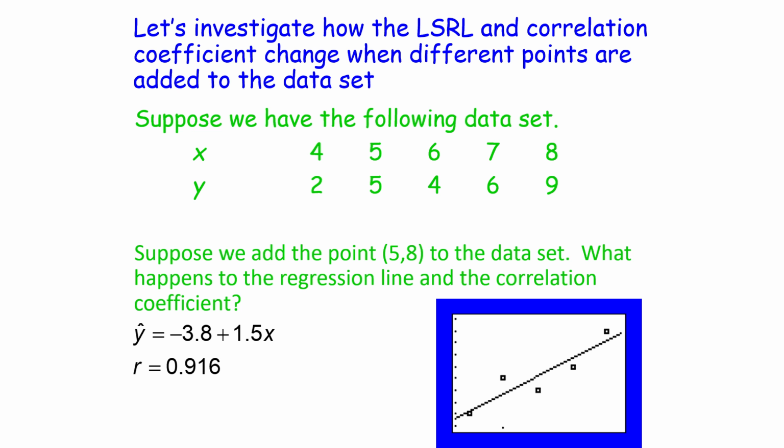So suppose we added the point 0.5, 8 to the data set. What do you think is going to happen to the regression line and to the correlation coefficient if we do that? So go into your list, add the point, and then recalculate your LSRL and your correlation coefficient, and replot your scatter plot. Push pause, and when you're done, push play, and we'll see if you're right.